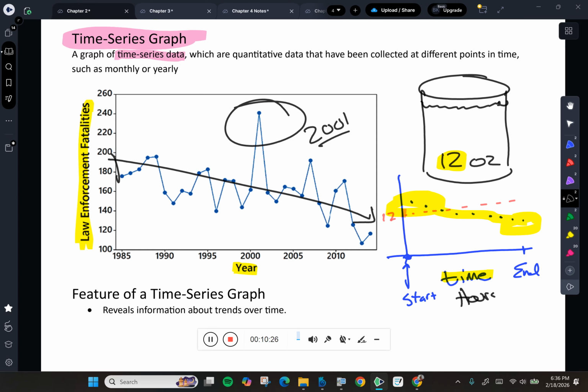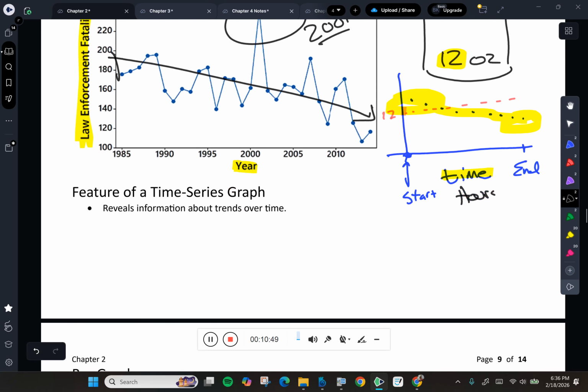Wasn't 9/11 in 2001? So we probably lost a bunch of people there, which might have caused a little blip in our data. But it looks like the overall trend is that the number of law enforcement fatalities is going down over time. Right? So we're not looking to tell how many necessarily. We're looking for those time trends. How is it changing over time? Is something going up?